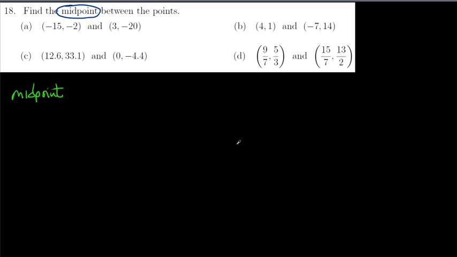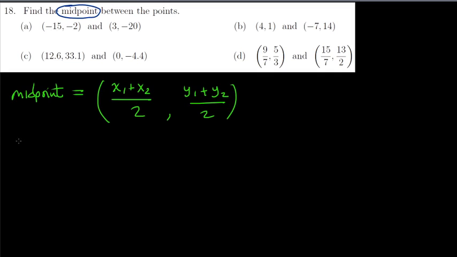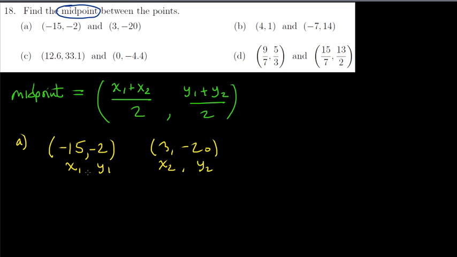Instead, midpoint is, well, you just take the x's, add them up, and divide by 2. And then you do the same thing for the y coordinate. Add them up and divide by 2. Okay, so that's the midpoint formula. Let's just do part A. So here we have negative 15, negative 2, sorry, and 3, negative 20. So x1 is negative 15, y1 is negative 2, x2 is 3, and y2 is negative 20.